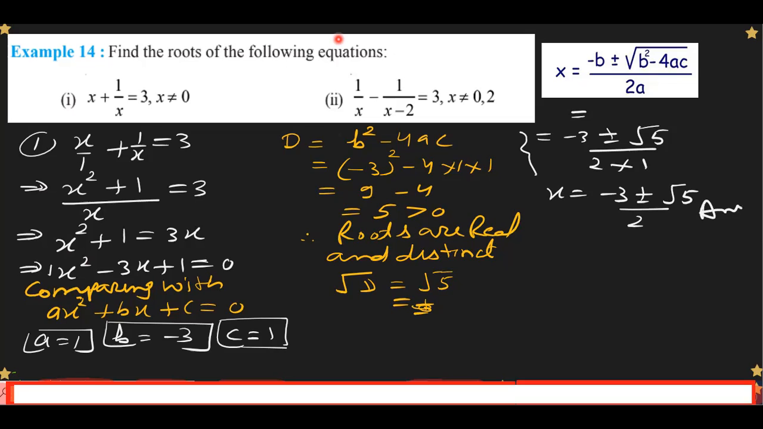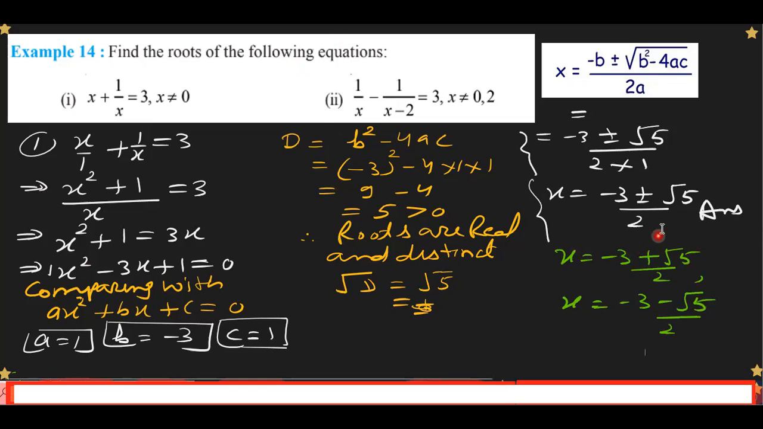This is answer of this question. आप इसको separate लिखना चाहो लिख सकते हो, ये भी आपका correct answer है. You can also write x is minus 3 plus root 5 by 2 and x is minus 3 minus root 5 by 2. इन दोनों को combinedly हम ऐसे भी लिख सकते हैं, means both are correct answers. So that's all for this first part of example number 14.